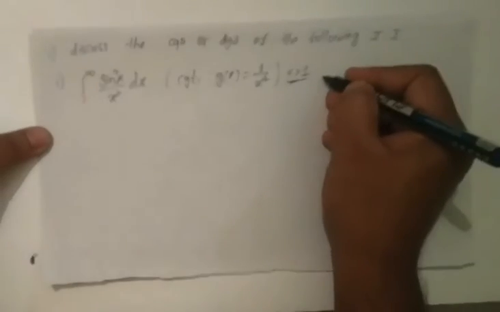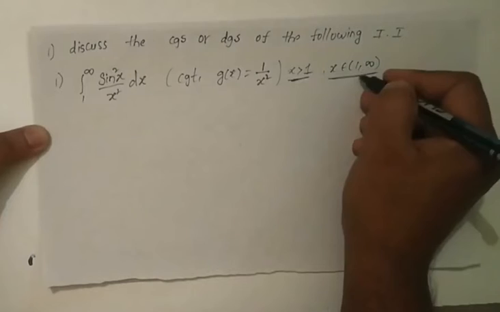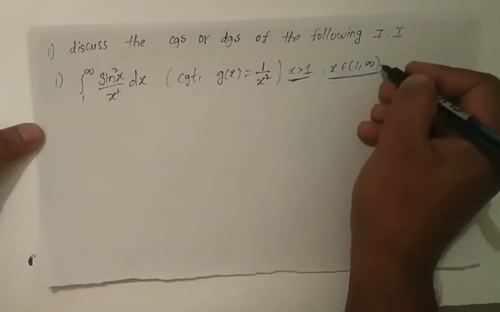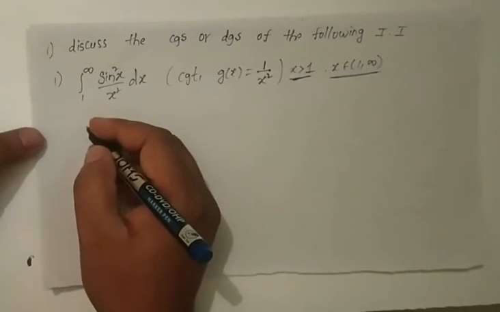Okay, so here x belongs to the open interval 1 to infinity. That's all. Not the closed interval 1 to infinity, the open interval. Okay, students, don't confuse.